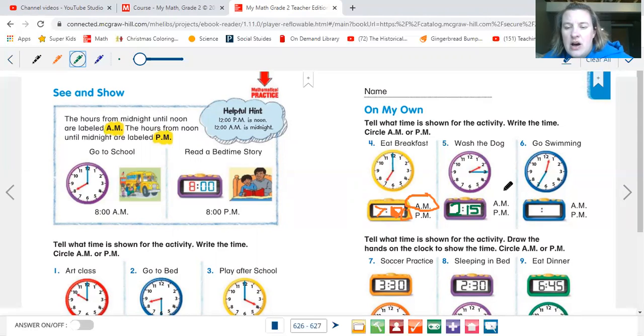Would you wash the dog at 2:15 in the morning or 2:15 in the afternoon? I would do it in the afternoon. It's a little bit warmer outside. Plus 2:15 in the morning, you should be asleep.